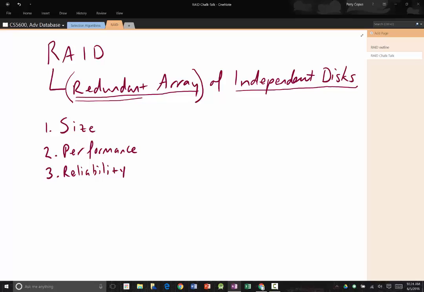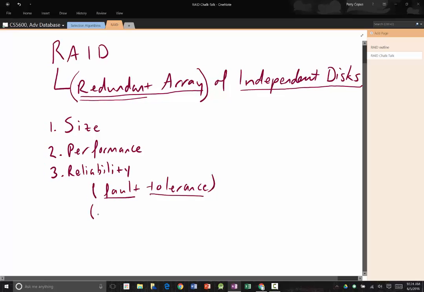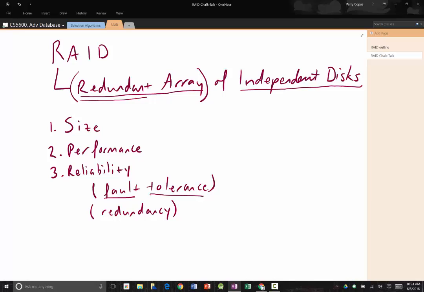So we'll talk quite a bit about reliability. And there are various synonyms here. I have said reliability, but there are various other words that could be used in place of reliability. For example, we could talk about fault tolerance, meaning we want to be able to tolerate a fault or a failure, right? Redundancy. The information is stored more than once. It is redundant, and that makes the array more reliable. Okay, more on that as we go.